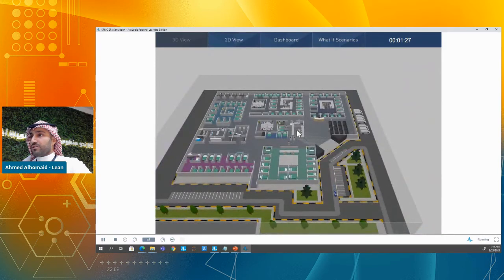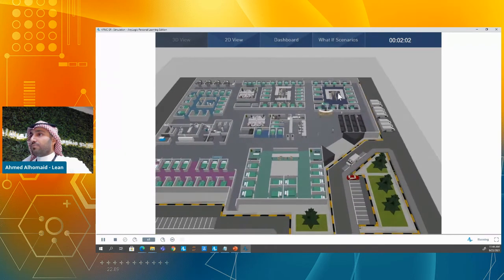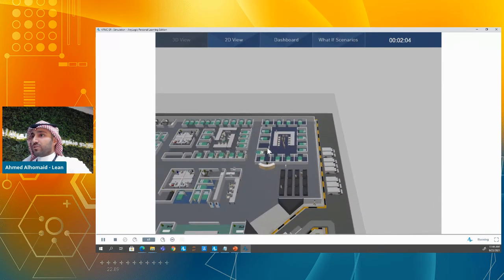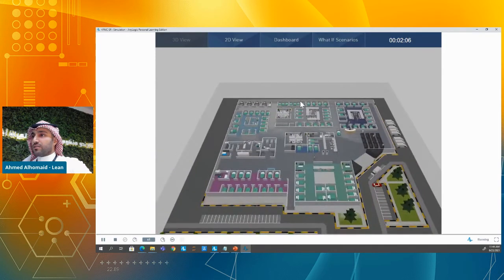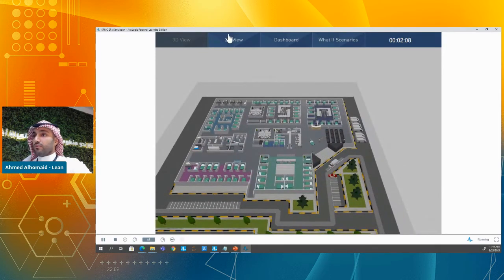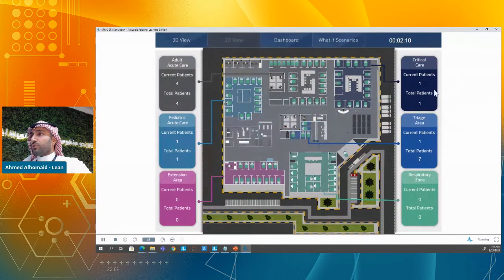As I mentioned, some patients come by walk-ins, others come in an ambulance. Here is an example of an ambulance that just dropped a patient, and then the patient is admitted to the critical care in this case. And then here we can see the number of patients in each unit at any point in time, whether it's right now or since the model started.